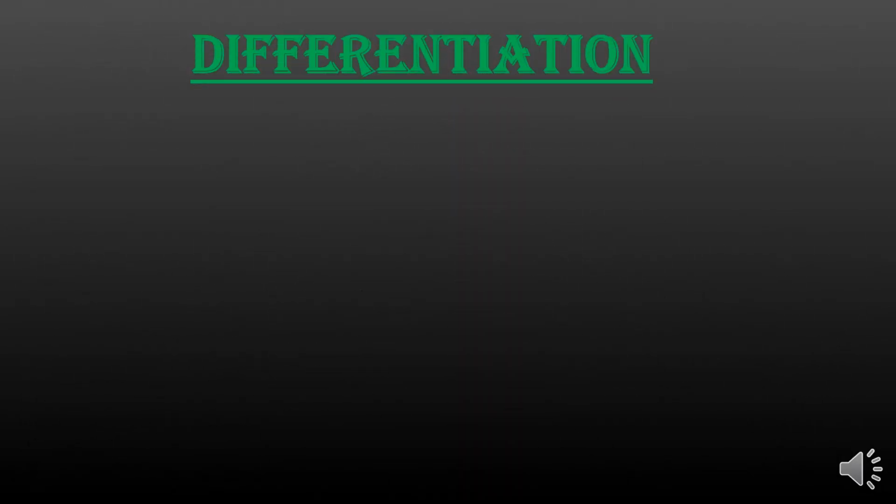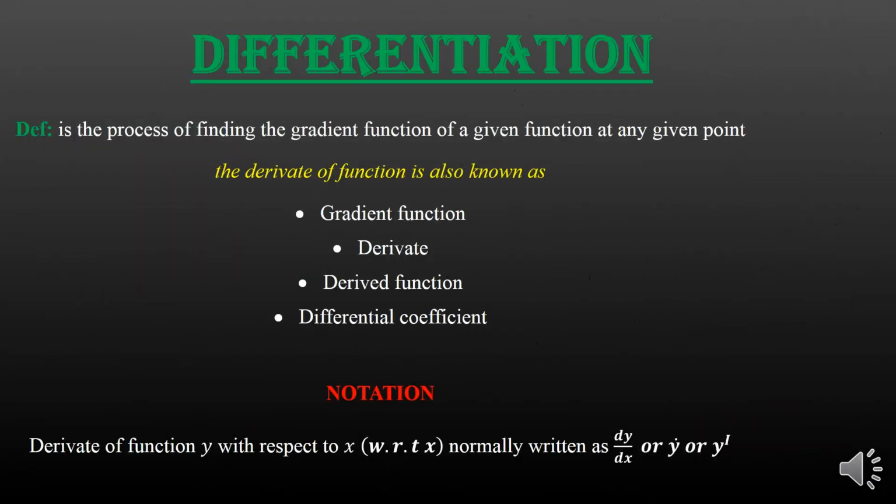We want to look at the most important topic in pure mathematics that is found in the branch of calculus. So we want to look at differentiation. That's our topic, differentiation. So let's look at what is differentiation. Differentiation is the process of finding the gradient function of any given function at any point.